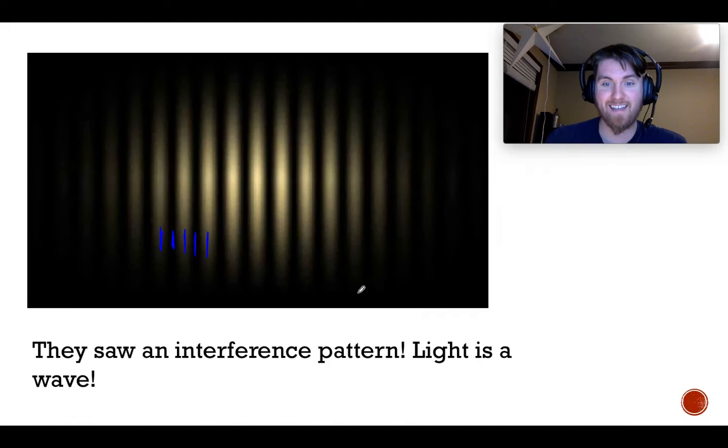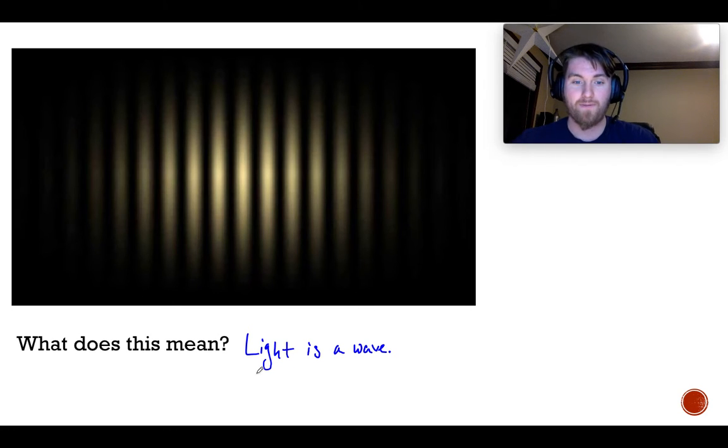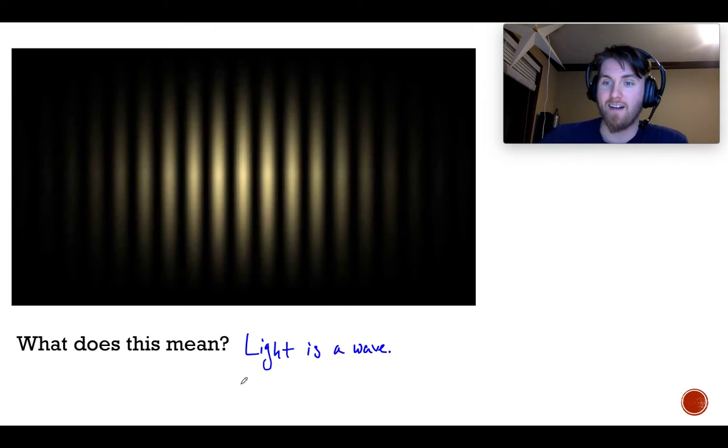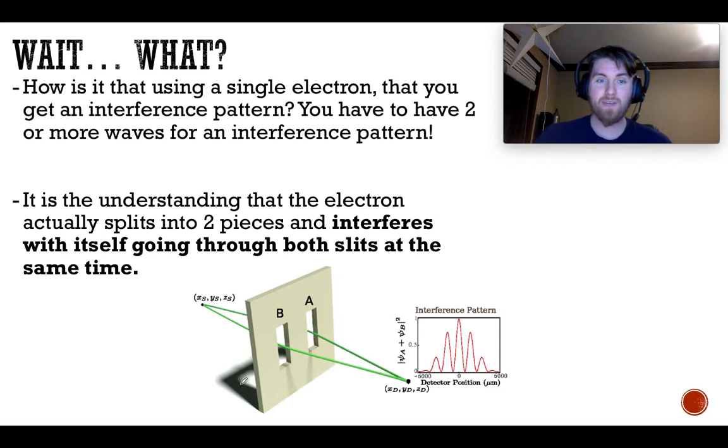The idea here is that they agree, light's a wave, fine. But now you have one electron that literally is interfering with itself to create an interference pattern at the end of that screen. The big idea is that you can't have an interference pattern without more than one object, more than one wave. So what they did is that they said that the electron has to split into two pieces, go through both slits at the exact same time, and then recombine at the end in order to create that interference pattern.